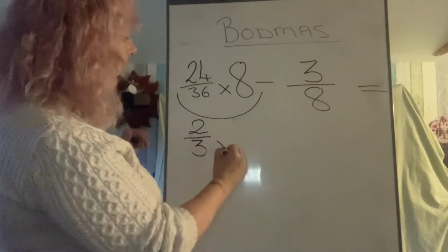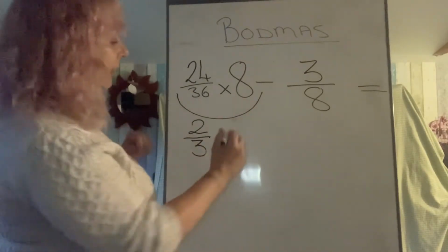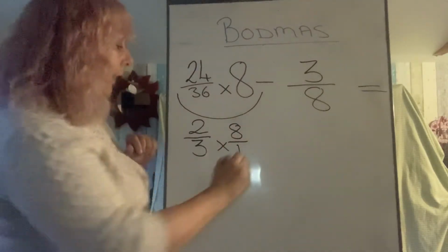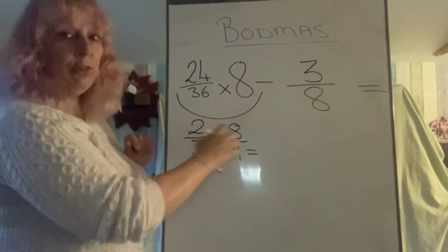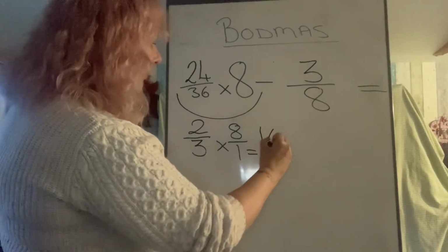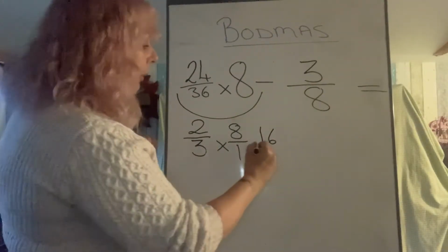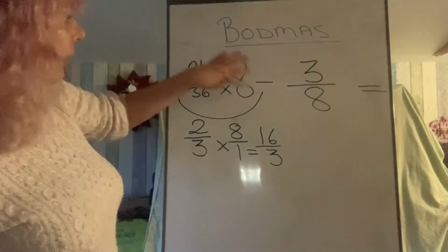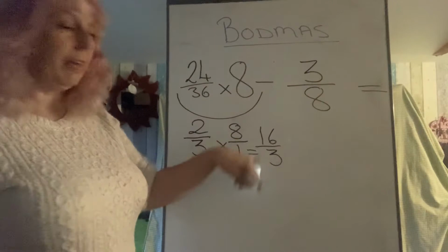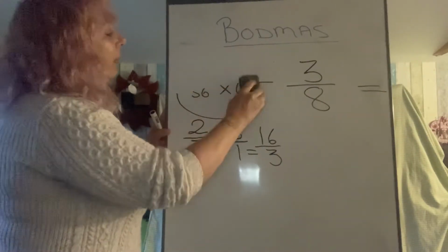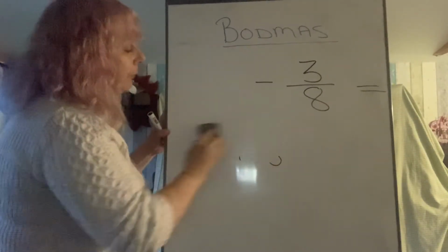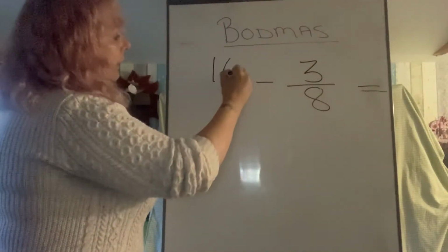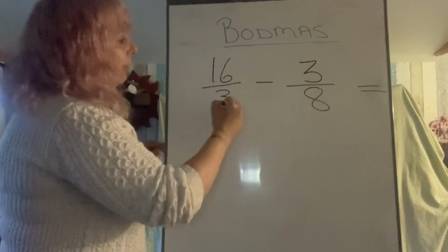And then we're going to times that by 8. This is 8 wholes, so we can write that as 8/1. And then do our multiplication. 2 times 8 is 16. And 3 times 1 is 3. So the answer to this part of the equation is 16/3. So I'm going to take that away now, and I'm going to replace it up here with 16/3.